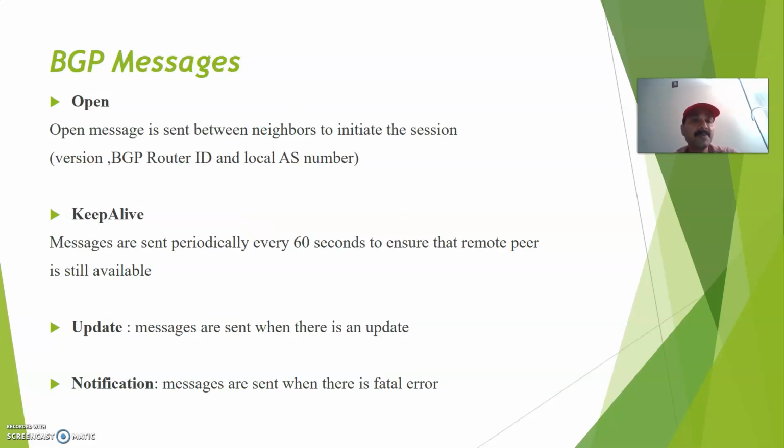So let us understand the BGP messages. The first message sent is the open message, which contains the version, which is version 4, the BGP router ID, selected as the highest IP address or the loopback address, and the local AS number. It is the first message sent between the neighbors to initiate the session. Once it receives a reply open message from the peer, it will periodically send keepalive messages every 60 seconds to ensure that the remote peer is always available. Once it receives a reply keepalive message from the neighbor, it will start sharing the update information. The update information always contains the prefix and the NLRI, that is, the path attributes and the networks it is going to advertise between the neighbors.